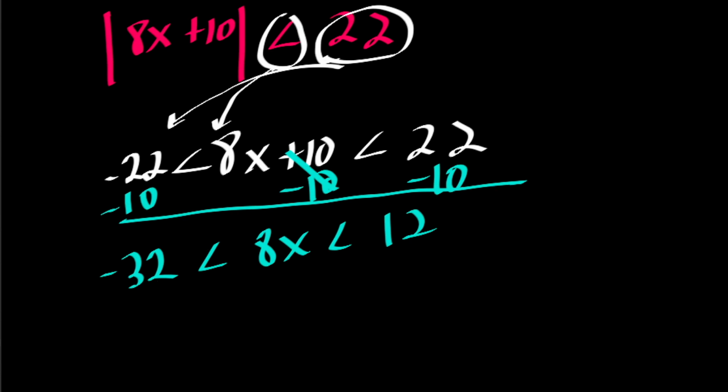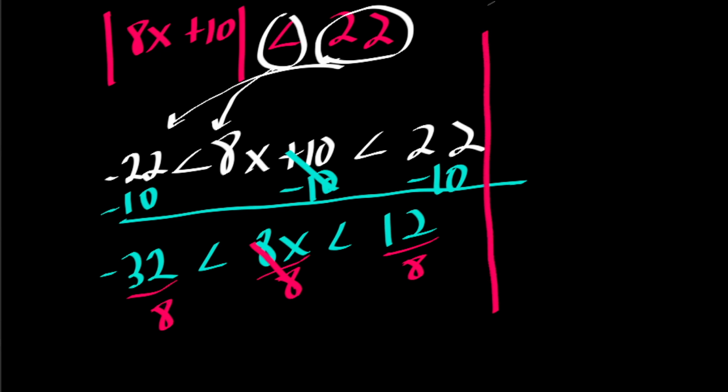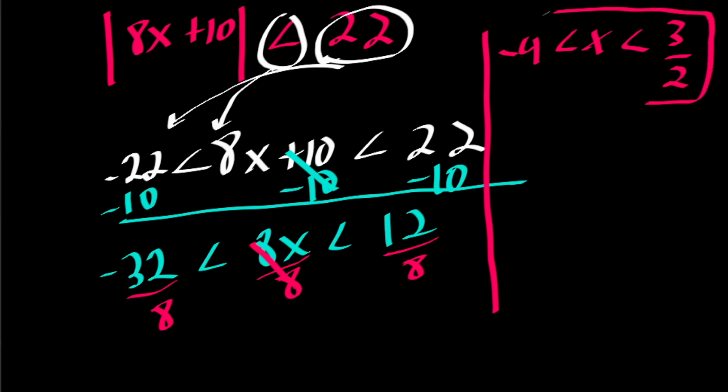All right. Now, the last step is we want to divide to get rid of 8 and get x by itself. So we're going to do that on the left, and we're going to do that on the right. So now I'm going to be left with negative 32 over 8, which is going to give me negative 4 less than x less than, now 12 over 8 would reduce down to 3 over 2. So there's my answer. I can do it from the left to the right: negative 4 is less than x less than 3 over 2.